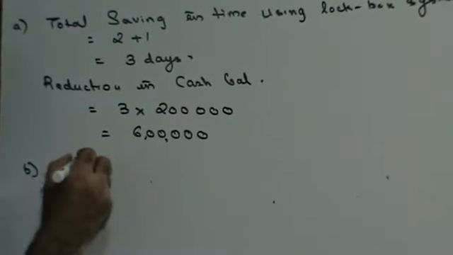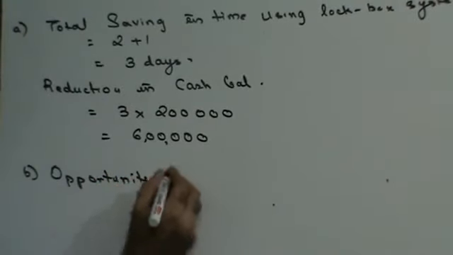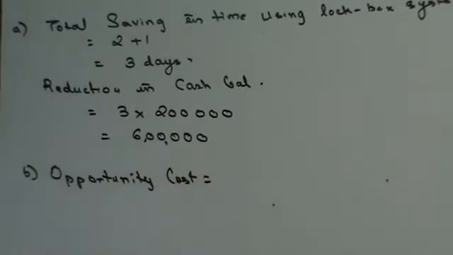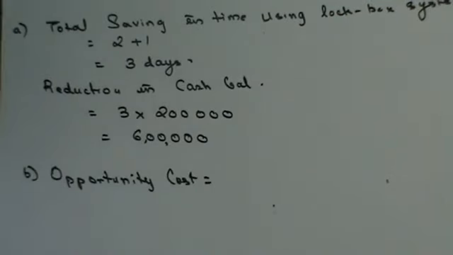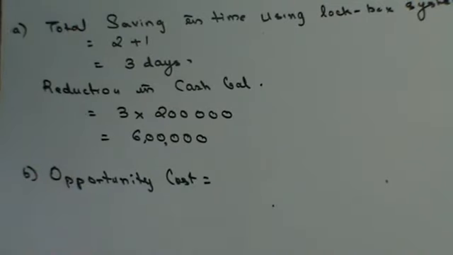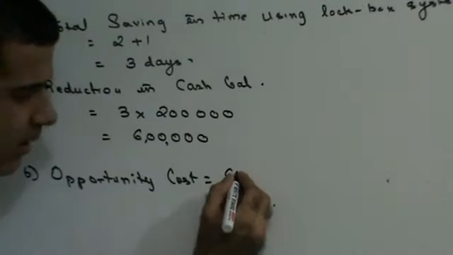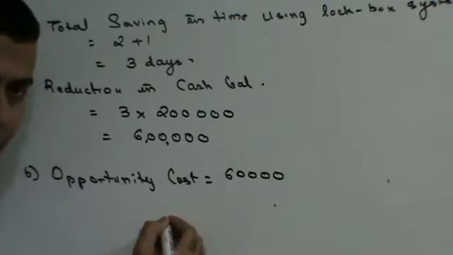They've asked you to find out the opportunity cost. I'm going to be saving 6 lakh rupees, right? Once I save those 3 days, those 3 days will be that constant 3 days I'll be saving throughout the year. That means right in the beginning of the year I'm saving 3 days. That means I'm saving 6 lakh rupees.